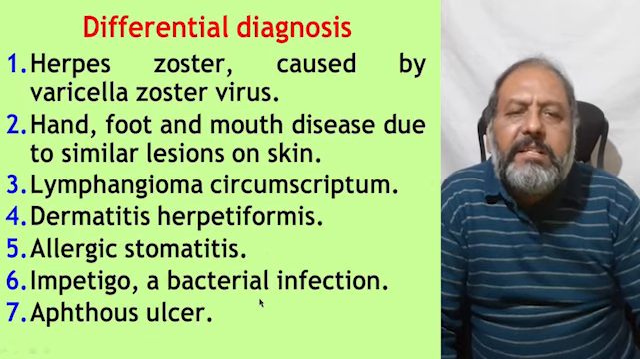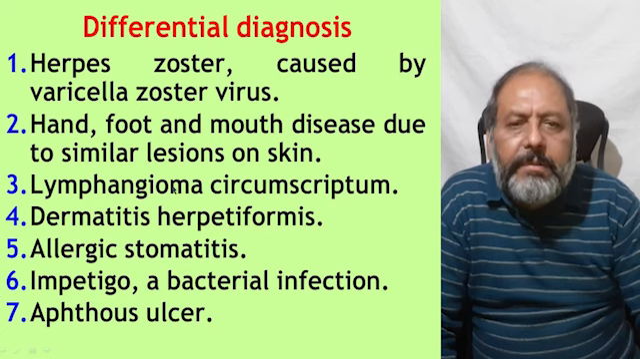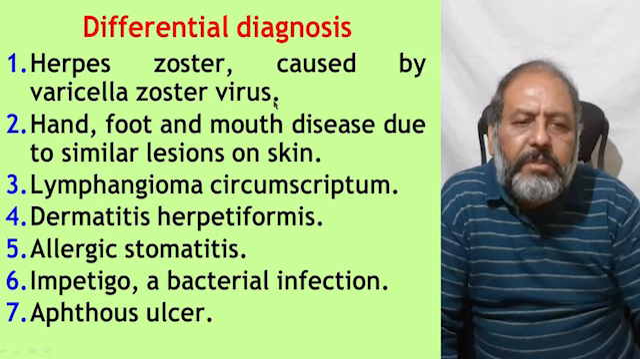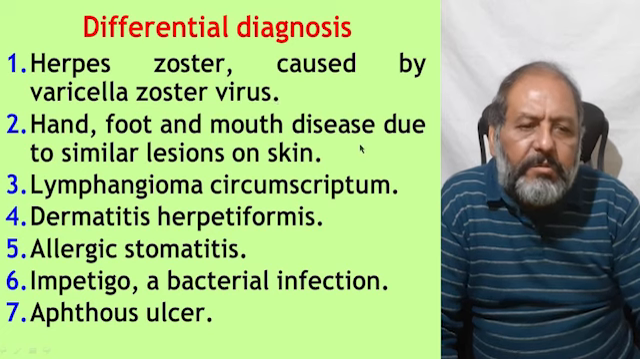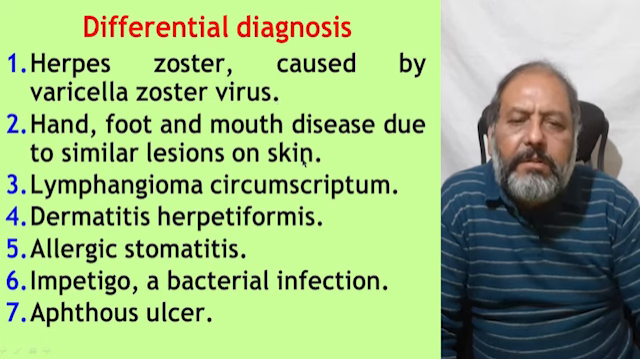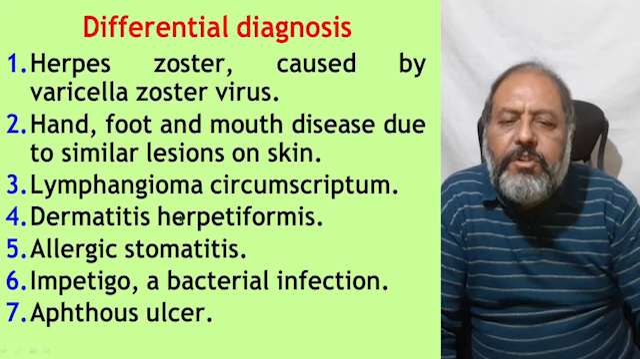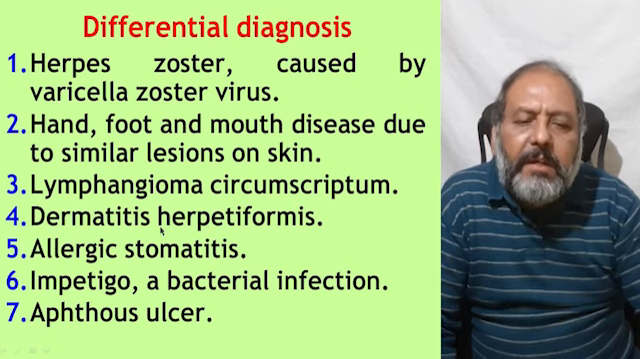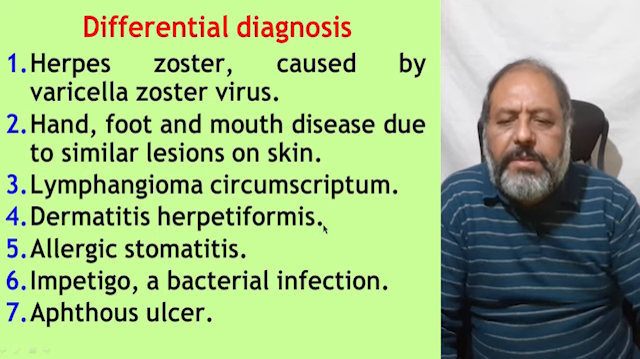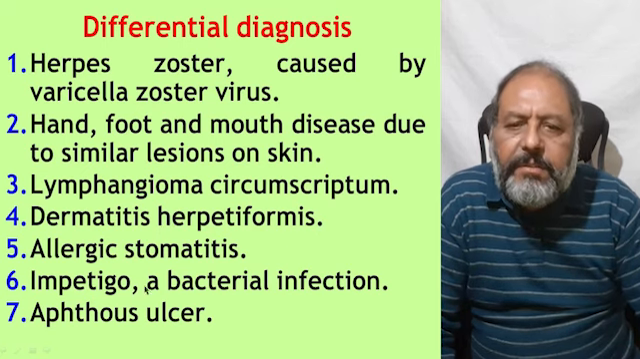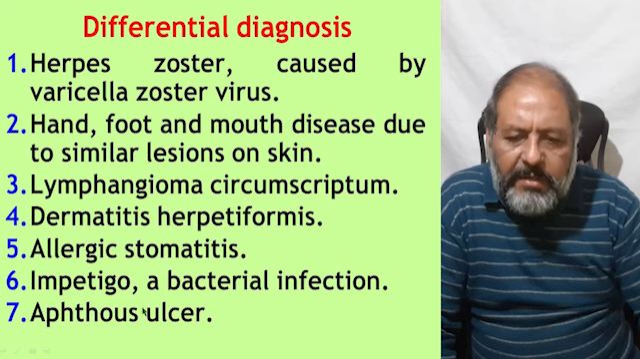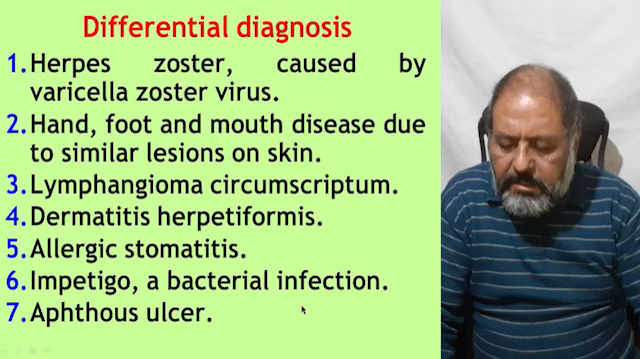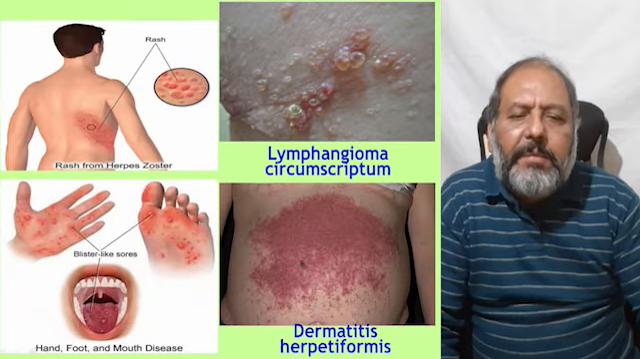Now, there are certain differential diagnoses, which are herpes zoster caused by the varicella zoster virus, hand, foot, and mouth disease due to similar lesions on the skin, lymphangioma circumscriptum, dermatitis herpetiformis, allergic stomatitis, impetigo, which is a bacterial infection, and aphthous ulcer. These are the 7 differential diagnoses of herpes simplex.